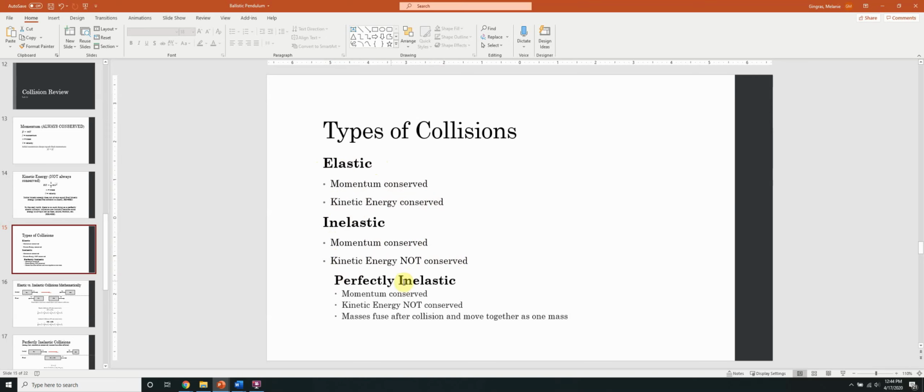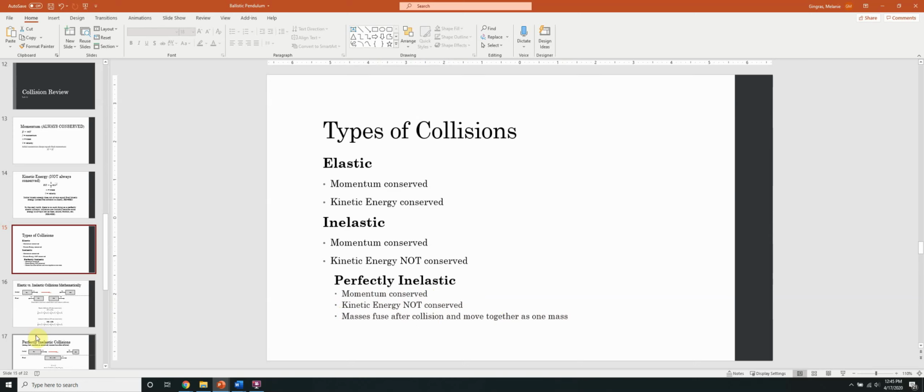Then we also talked about a specific type of inelastic collisions last week, and that was a perfectly inelastic collision. And this is a collision where momentum is conserved, right? We always conserve momentum, but because it's an inelastic collision, kinetic energy is not conserved. And what's special about a perfectly inelastic collision is that after the collision, the masses fuse together and they move together as one mass.